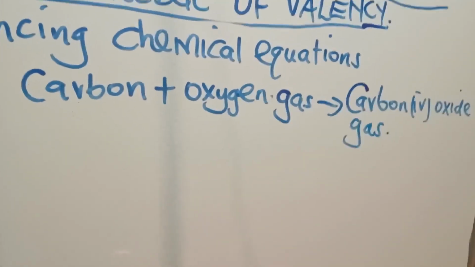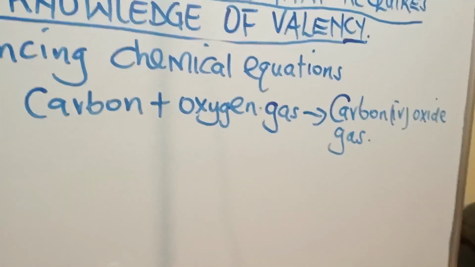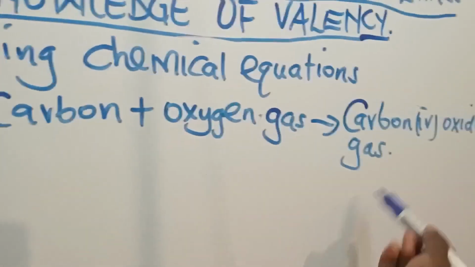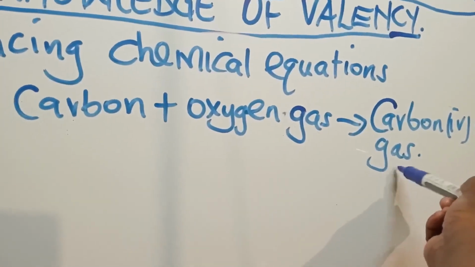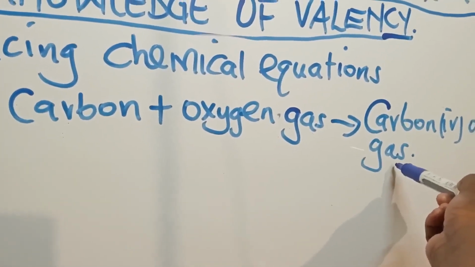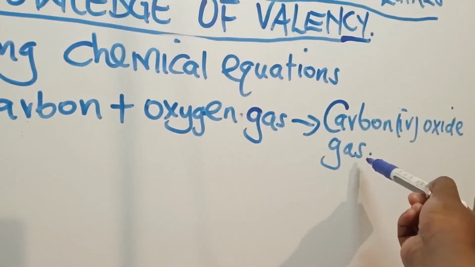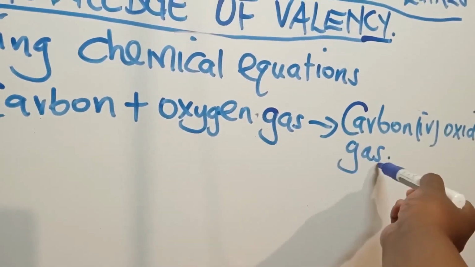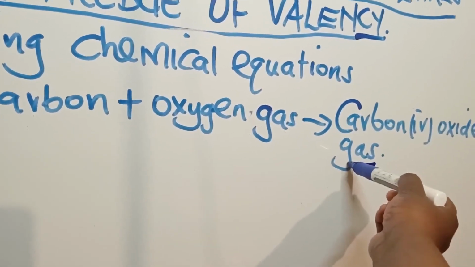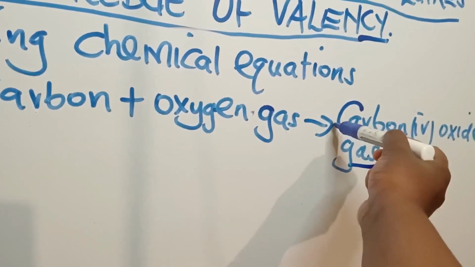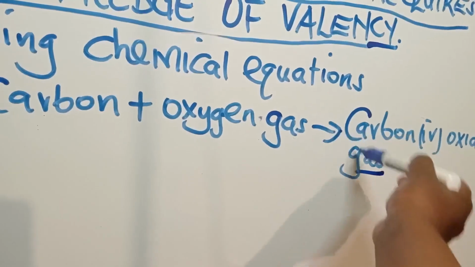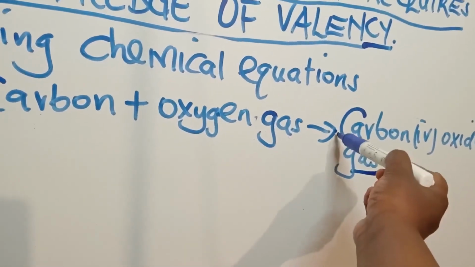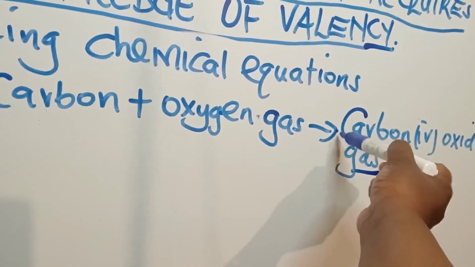Before we move to the writing of the chemical equation, I need to show you something here. You see this word gas, this one, that is in the name carbon 4 oxide gas. It is supposed to be written at the point where I have written it. Because it is a part of the name for the product side, it's supposed to be after the head of the arrow.